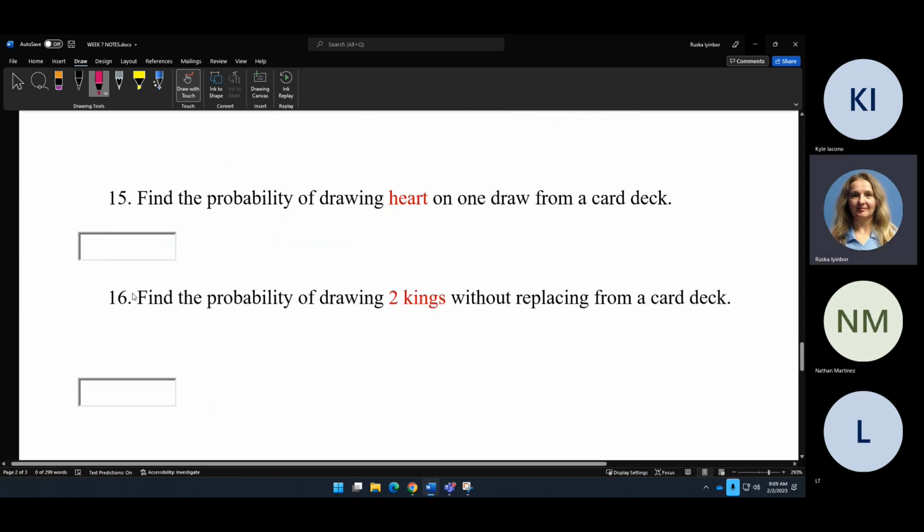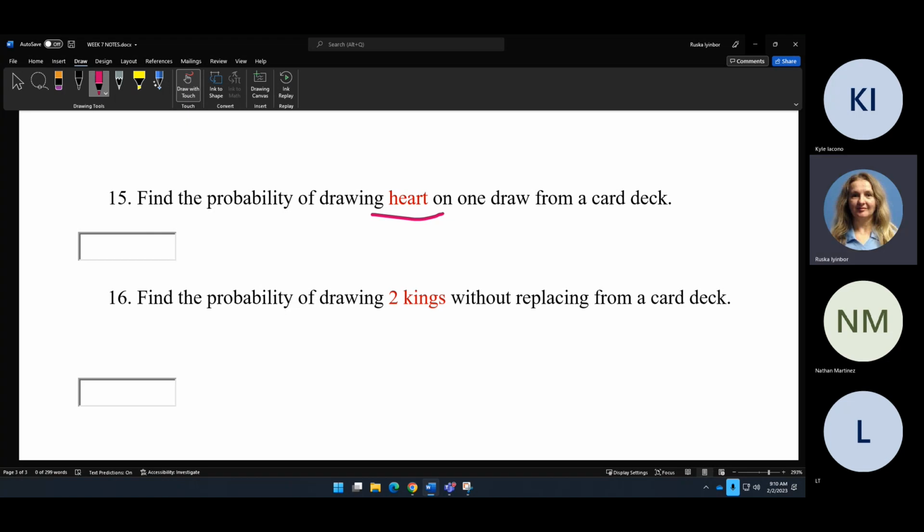Next one is number 15. And 16, it's about cards. Do you guys know the cards? Yeah, 52, and 54 with jokers. 52 cards, right? Yes. 54 with jokers. Okay, we don't do jokers here. Okay, so we have to find the probability of drawing a heart.